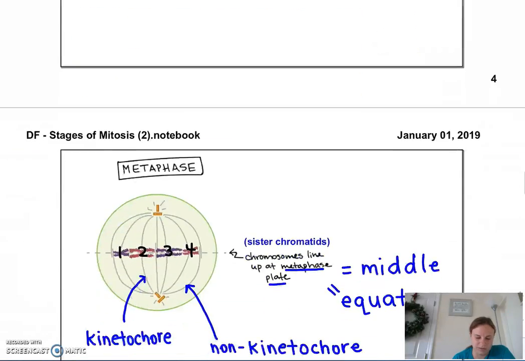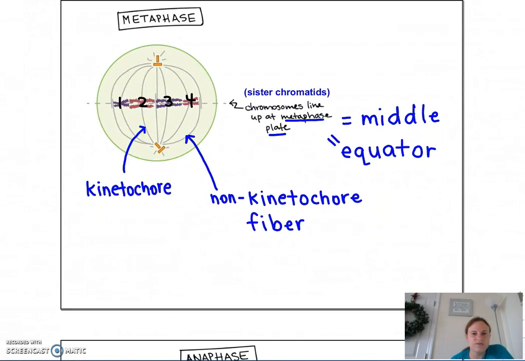So let's explore metaphase. In metaphase, you've got your sister chromatids lining up down the metaphase plate, which is also known as the middle of the cell, or the equator. Can you see that we still have 1, 2, 3, 4 chromosomes that are replicated? They still have their sister chromatids attached by a centromere. And you'll see we've got kinetochore as well as non-kinetochore fibers.